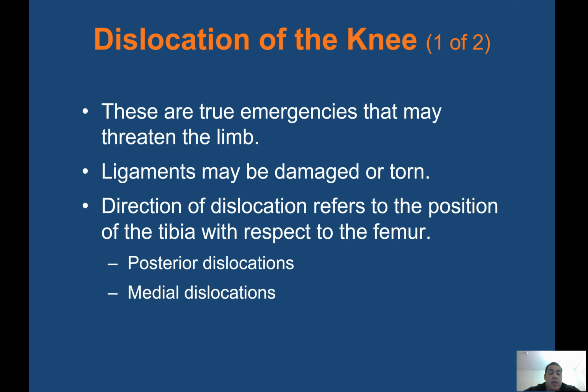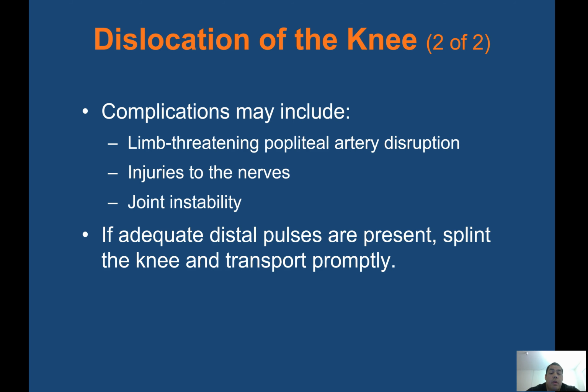Posterior dislocations and medial dislocations. Complications may include limb-threatening popliteal artery disruptions. Remember, the artery right behind your knee is called the popliteal. Injuries to the nerves, joint instability. If adequate distal pulses are present, splint the knee and transport promptly.